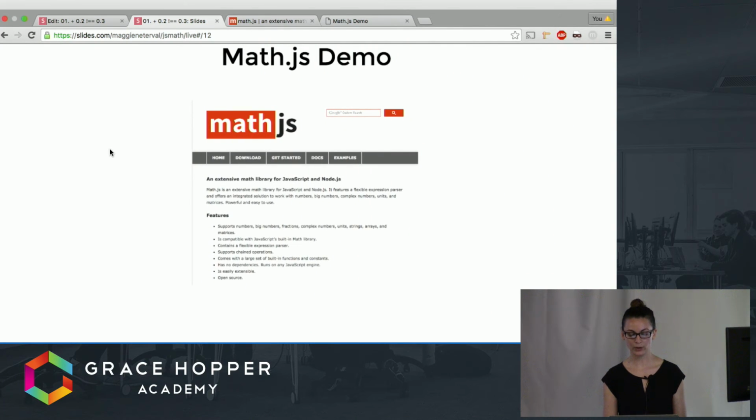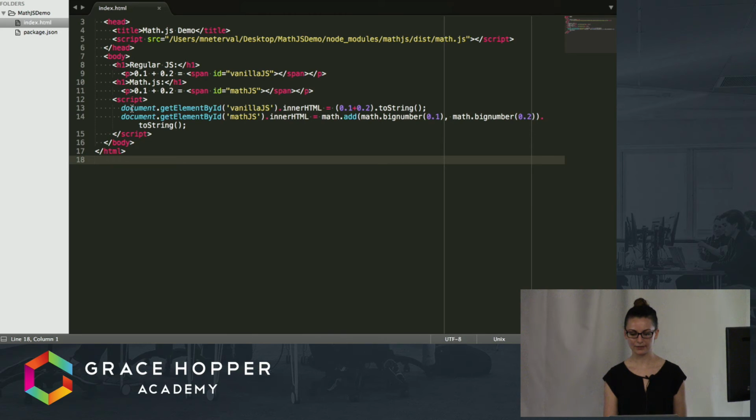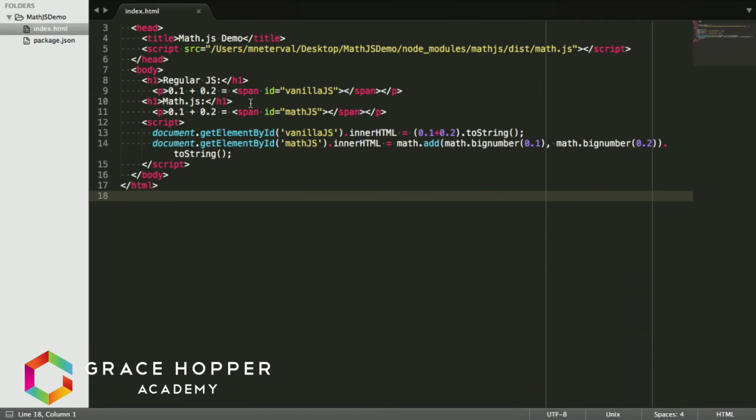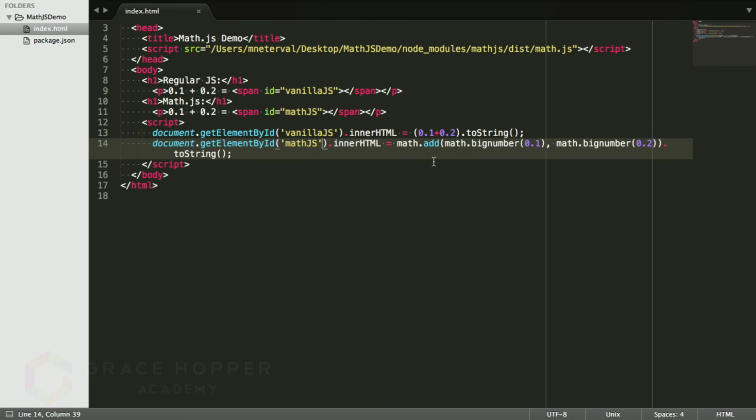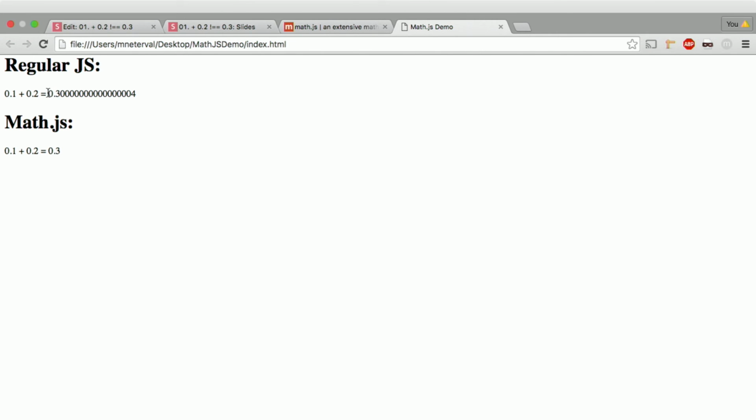And I will quickly show you how to use Math.js. So I wrote out a little script, and because this can run in the browser as well as the server, we're just going to do some quick math. So 1/10 plus 2/10 using vanilla JavaScript, and then the same but using Math.js's big number type. And so rendered here, you can see that we have the error from the title slide, but using the big number data type, we get 0.3 as expected.